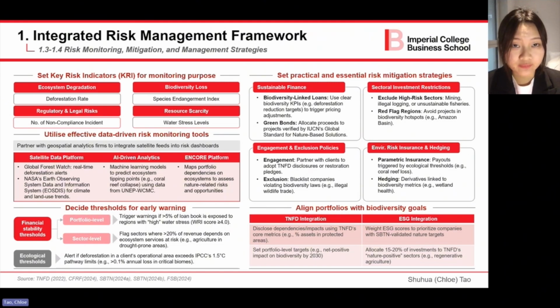The ENCORE platform maps portfolio dependencies on ecosystems, quantifying exposure to risk. We also employ key risk indicators such as deforestation rate, water stress scores, and species endangerment trends, with alerts triggered when thresholds like a 0.1% annual deforestation rate are exceeded. Additionally, we set financial stability thresholds by flagging portfolios with over 5% exposure to high water stress regions.